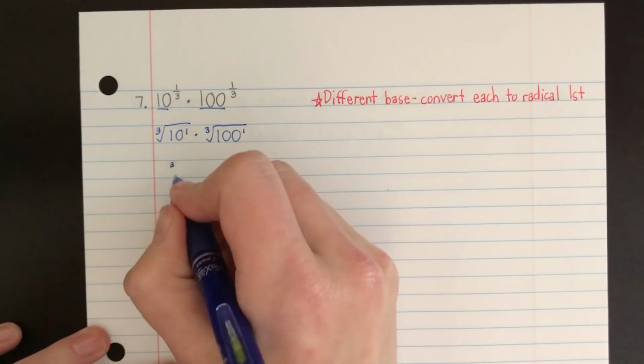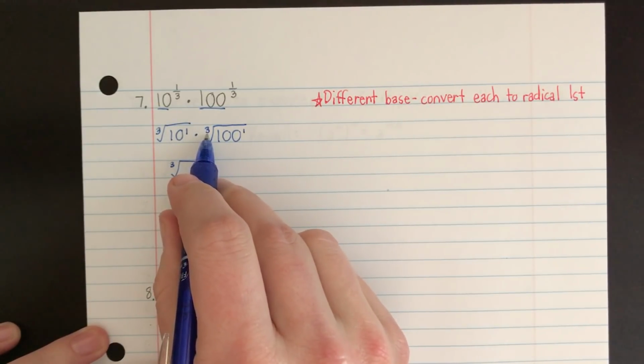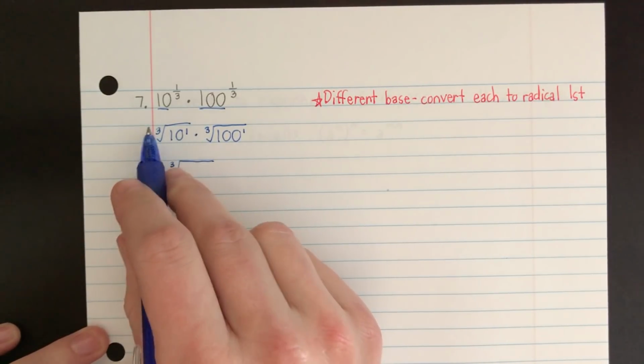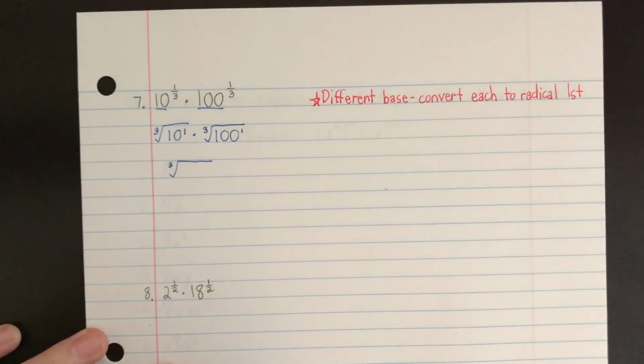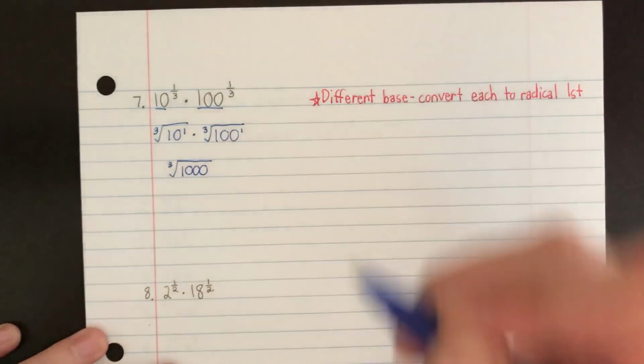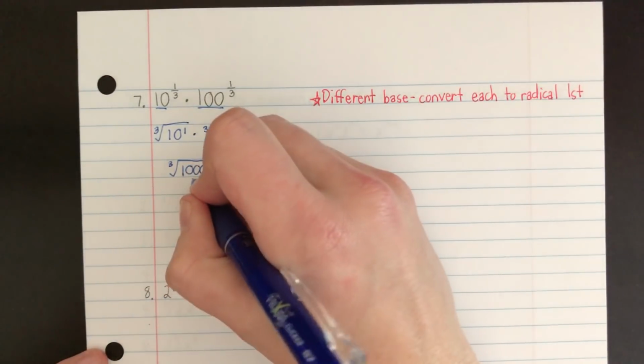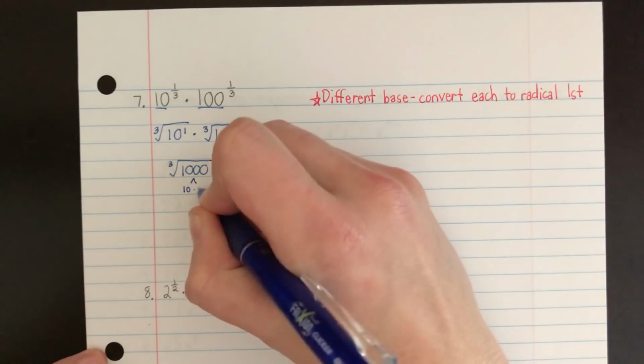That's legal. I have an index of 3 times an index of 3. All right, so I multiply the outsides and outsides and insides and insides. So this would be cube root of 1,000. Okay, once I multiply, I start basically the same thing as I've been doing, breaking up.